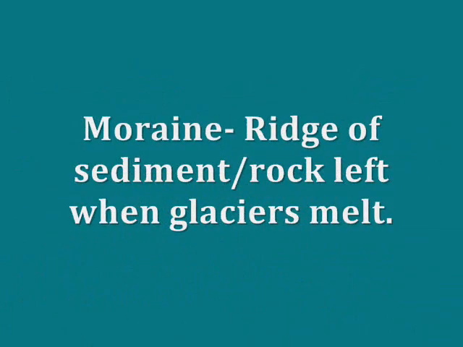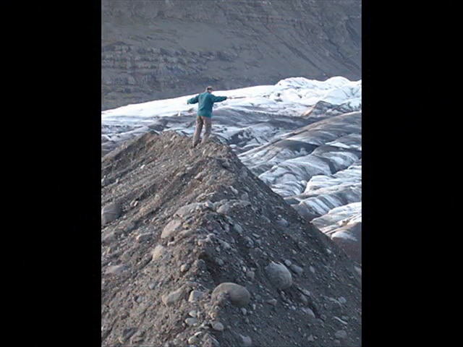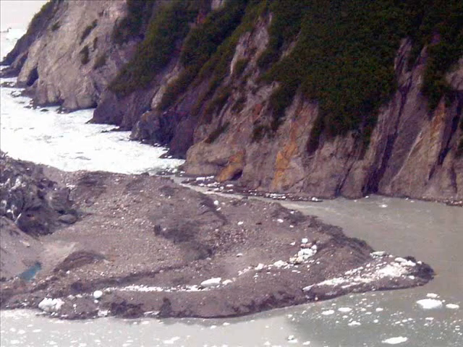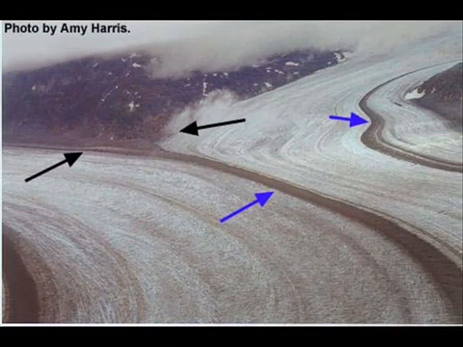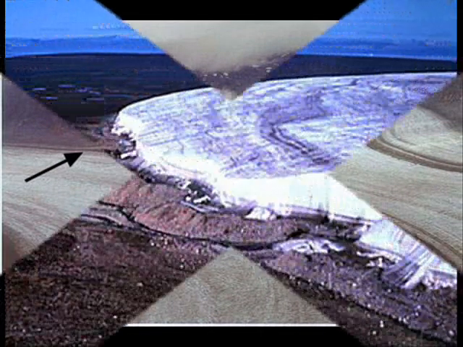The next example is a moraine, which is a ridge of sediment or rock left when glaciers melt. The person in this picture is standing on the moraine, which was left after the glacier. The arrows are pointing to the moraines in this picture.